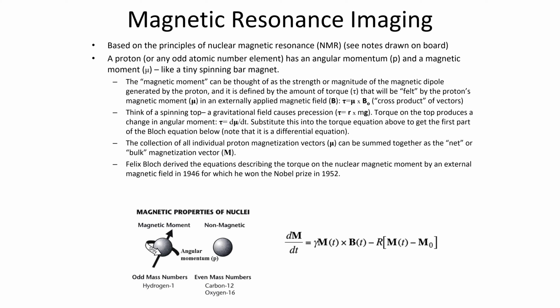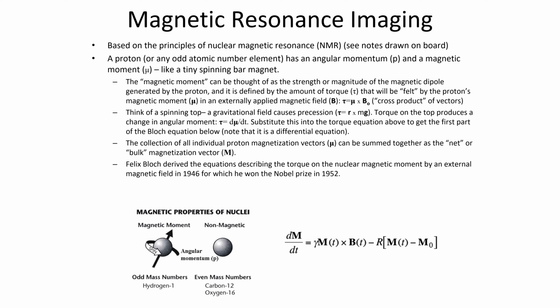So believe it or not, MR imaging is based on the same principle of nuclear magnetic resonance as the NMR studies that you did in your organic chemistry lab. So there's some important additions, but basically it's the same thing. So we have a proton in the body that has an angular momentum, p, and a magnetic moment, mu, the Greek letter mu. It's like a tiny spinning bar magnet.